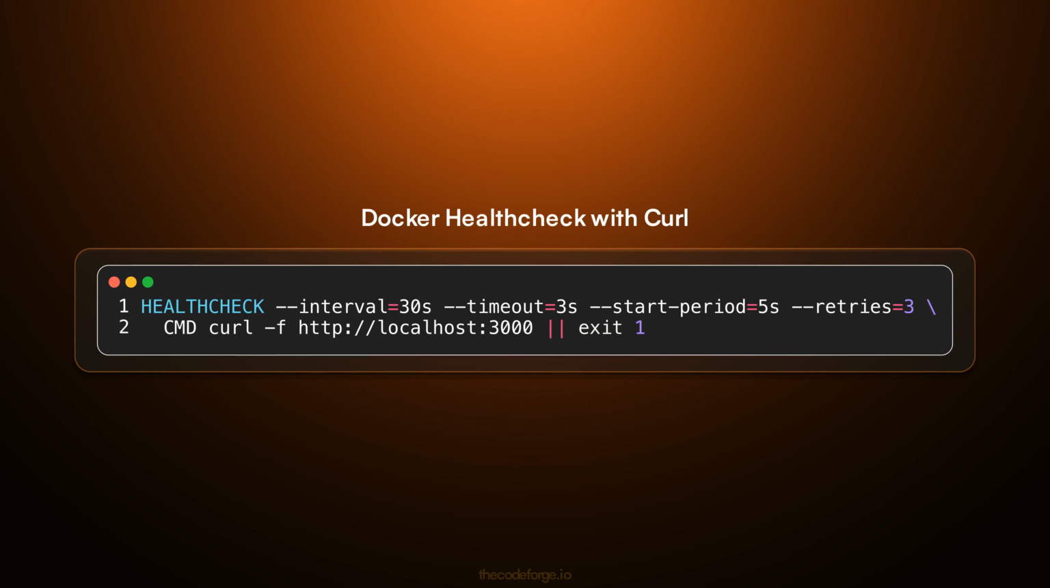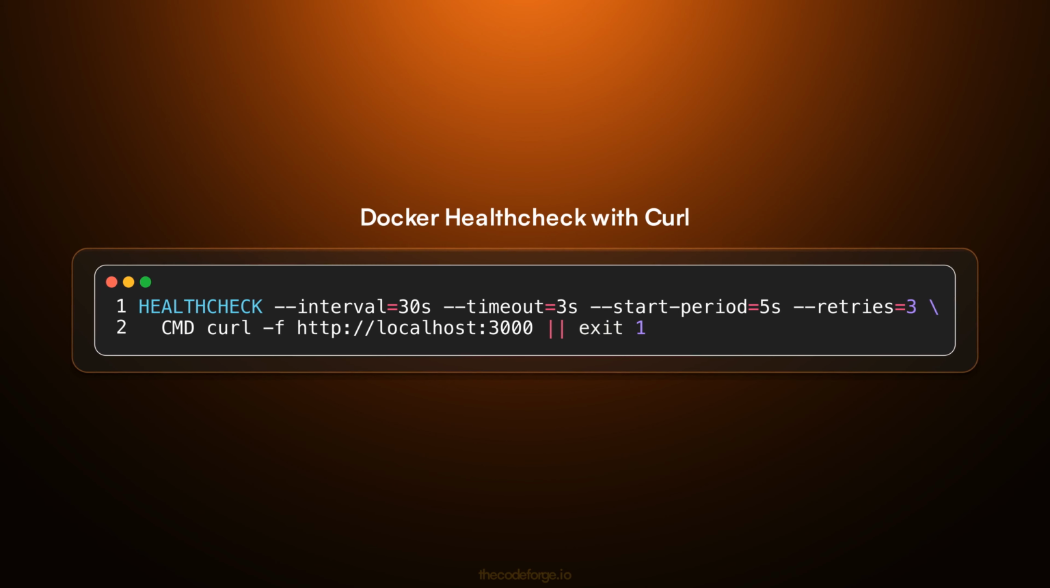The article uses wget for health checks, but wget may not be installed in the node 20 Alpine image. A more reliable approach is to use curl or a simple Node.js script. Here's a health check using curl after installing it in the Dockerfile.